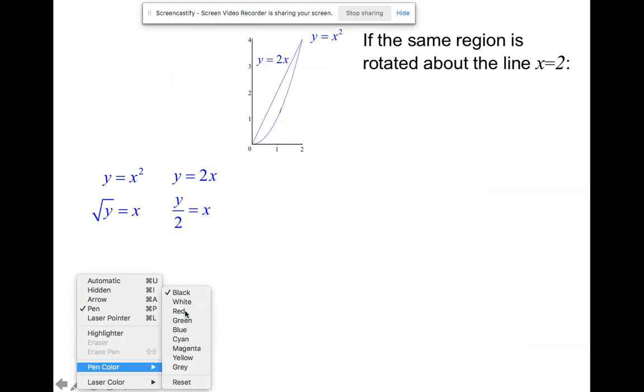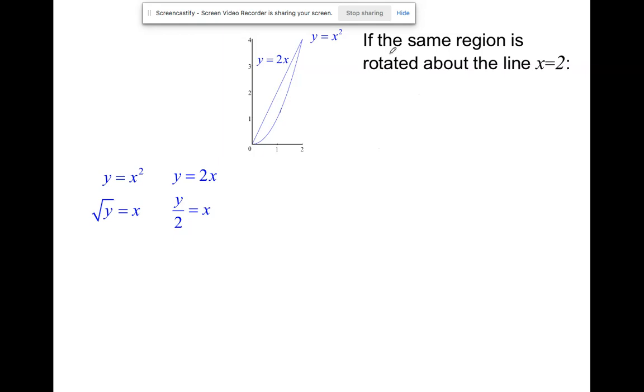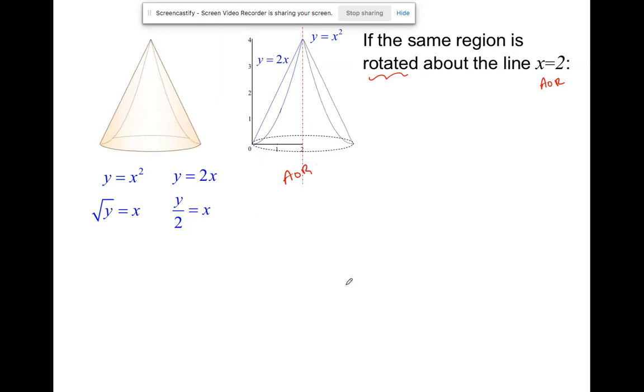And what I want to show you here is, remember that I have the same region. I also want to rotate it, but my axis of rotation is x equals 2. This is my axis of rotation. So be careful. With my axis, I still draw my strip, but I draw my image across the axis of rotation, draw the image of the strip, get my large radius.